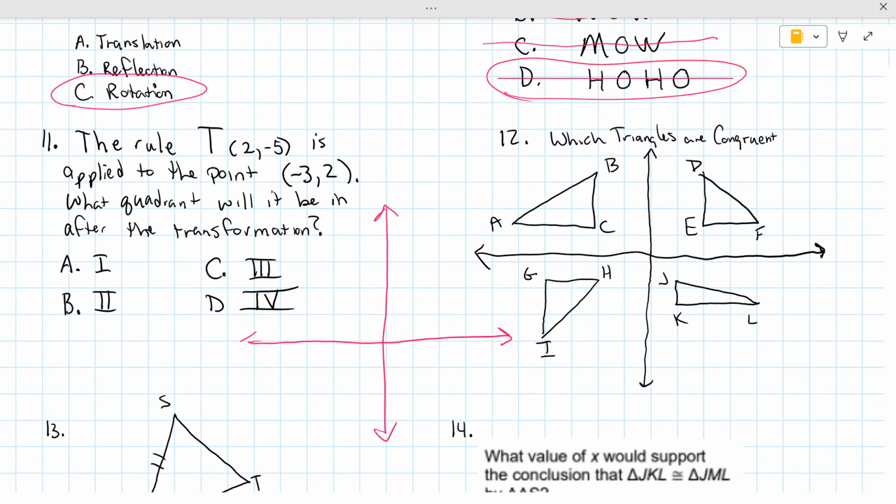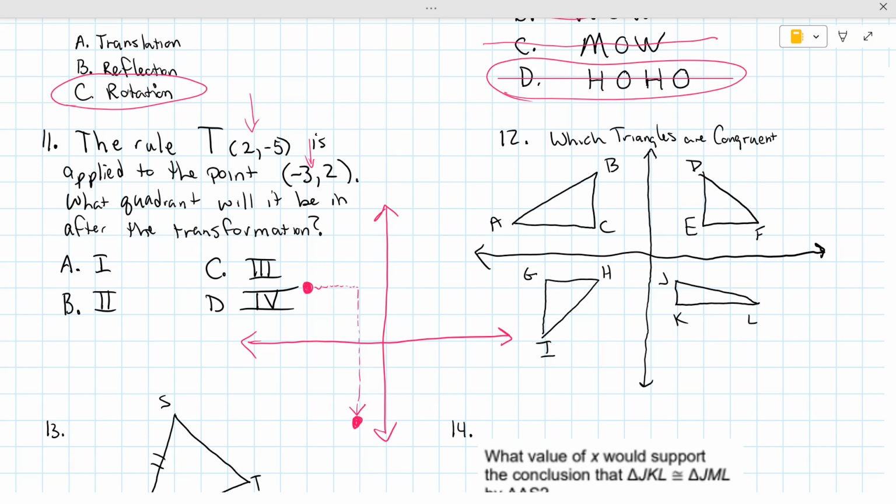You want to translate this point 2 to the right and 5 down. So first we have to figure out where this point is. It's at -3, 2. So it's right there. And then you're going to go 2 to the right and 5 down. So you're going to end up right there.